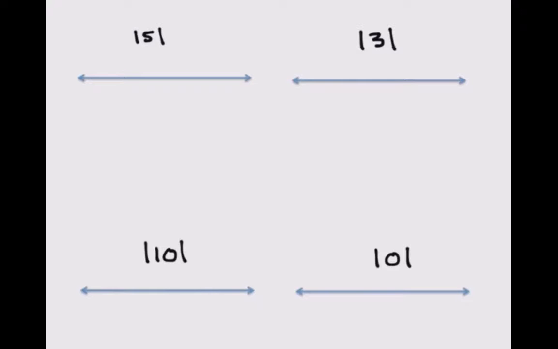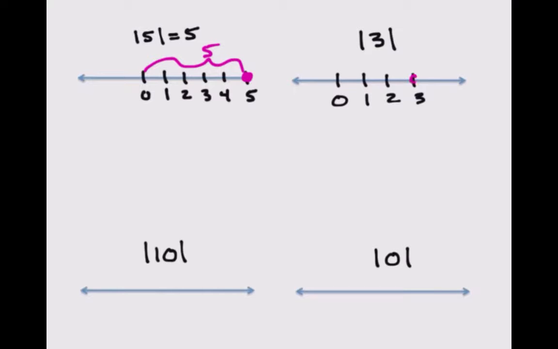So let's look at these 4 examples, starting with the absolute value of 5. Well, what is the absolute value of 5? We've got to figure out how far 5 is away from 0 on the real number line. Well, it looks to me like 5 is 5 units away from 0 on the real number line. So we'd say the absolute value of 5 is 5. Similarly, 3 is 3 units away from 0 on the real number line. So the absolute value of 3 is 3.